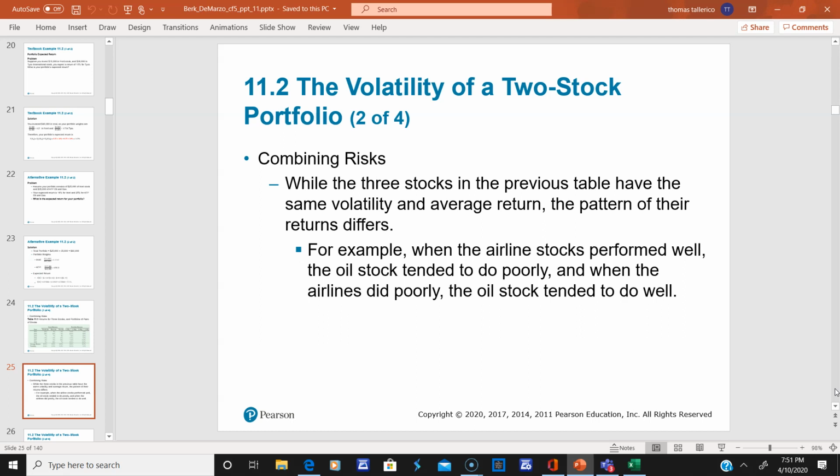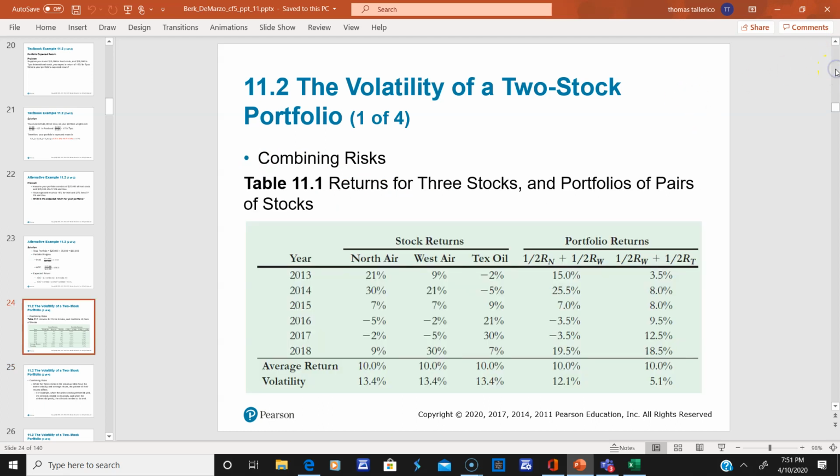All right, so while the 3 stocks in the previous table have the same volatility and average return, the pattern of their returns differ. Now, did they have the same volatility? I got to go back and check that out. Hold on. Yes, they did. Everyone see that? Okay. So if you go in Excel and put all these numbers in, you'll get the same volatility.